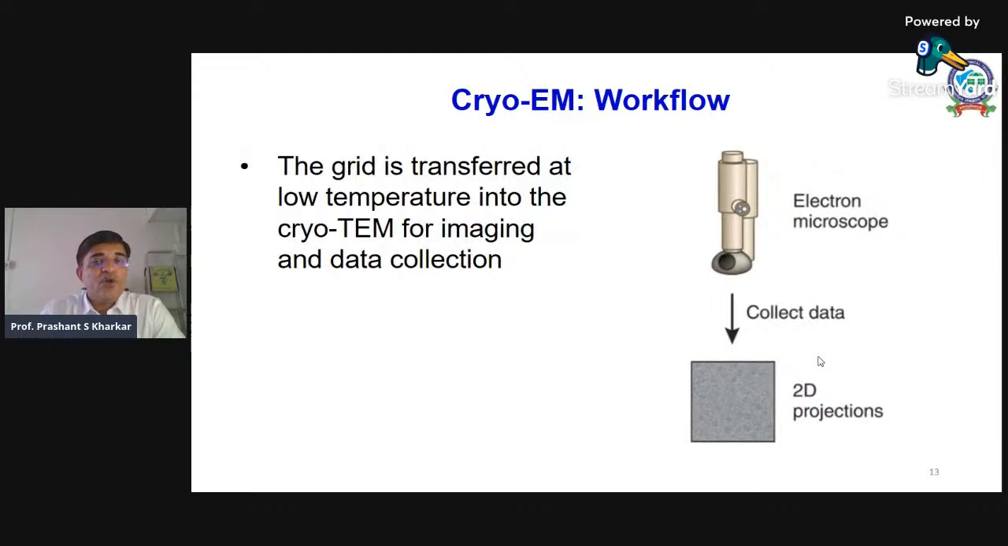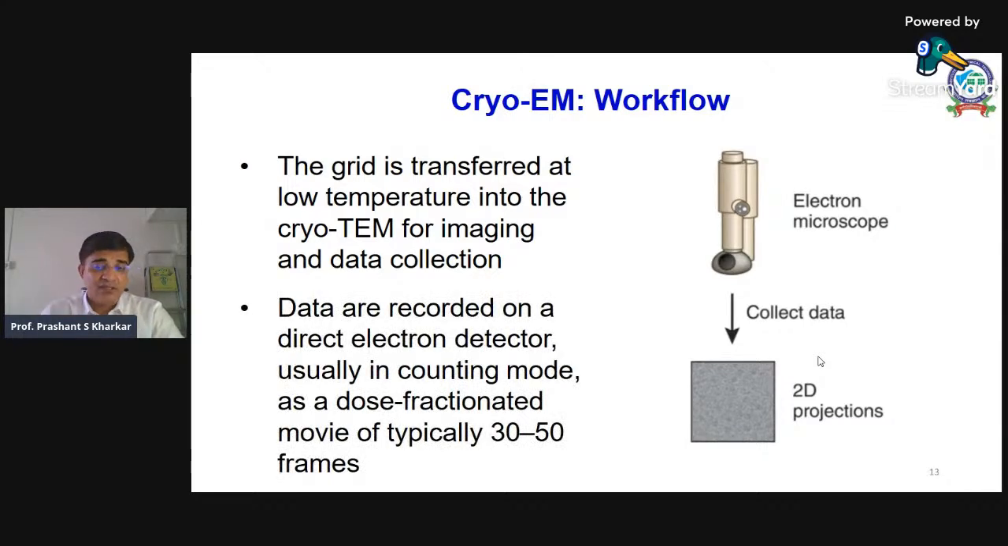Once the vitrification is done, they will subject that grid at very low temperature, like liquid nitrogen or liquid helium temperature, to the electron microscope. Then the cryo-TEM imaging will be done, and the data will be collected. This is like a photographic film. You have this grid placed, the electrons will come, and because it's transmission electron microscopy, the radiation will pass through, and the image will be taken as a 2D projection.